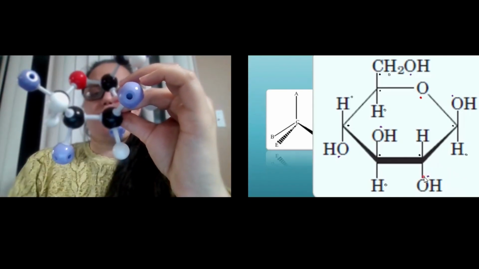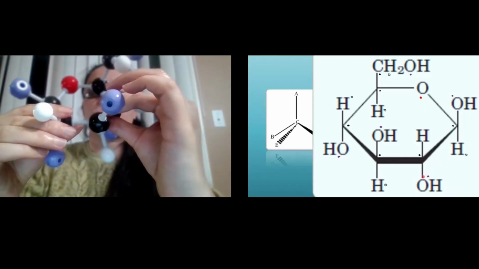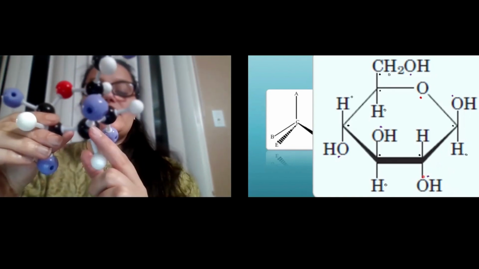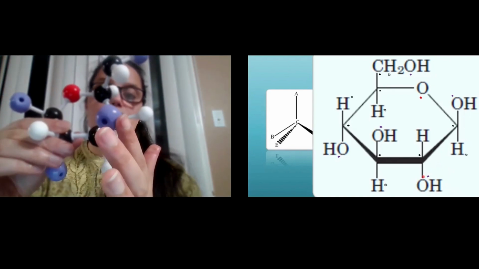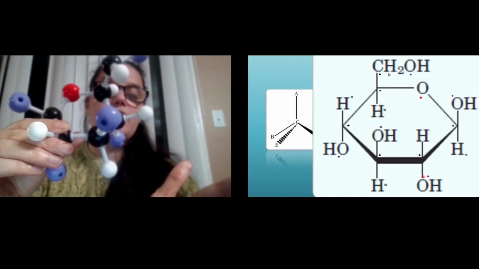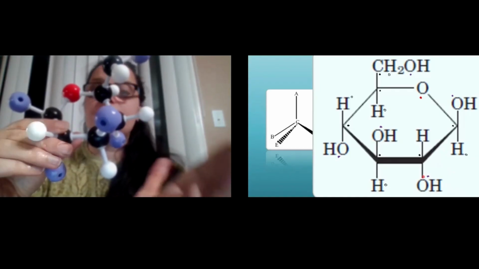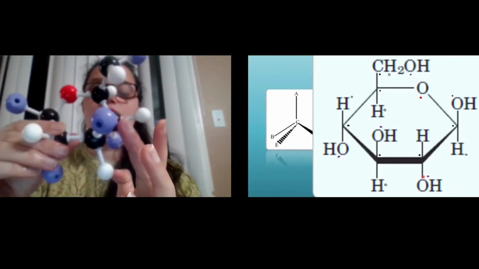Then we come to carbon number 3. As it is not mentioned in the code, it means on carbon number 3 the hydroxyl group is on the right hand side of the carbon skeleton in the linear structure.